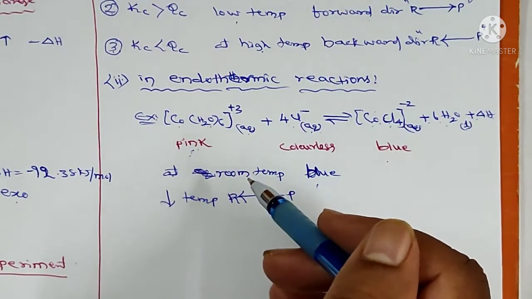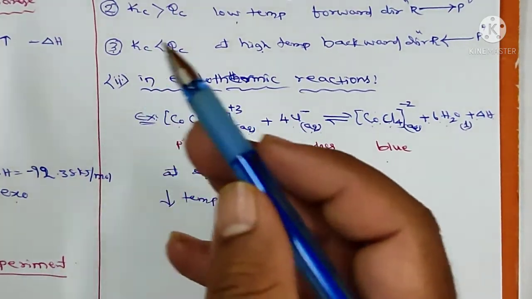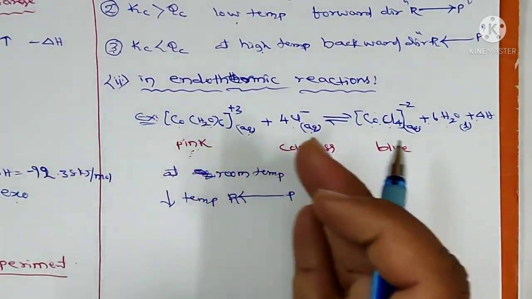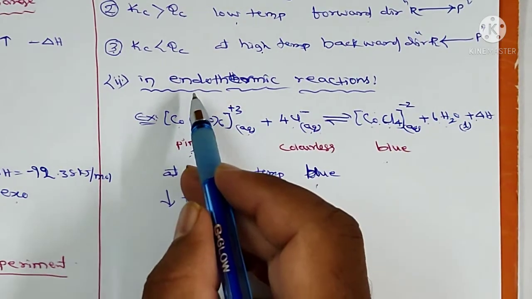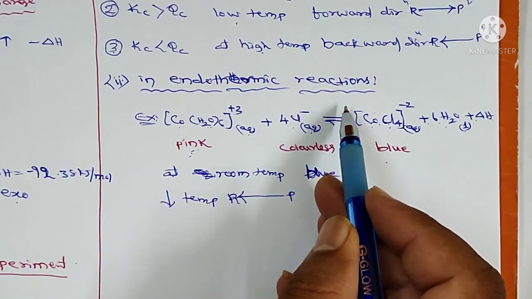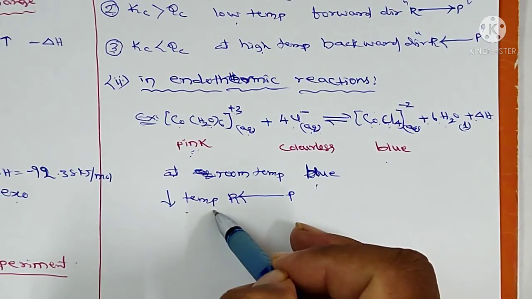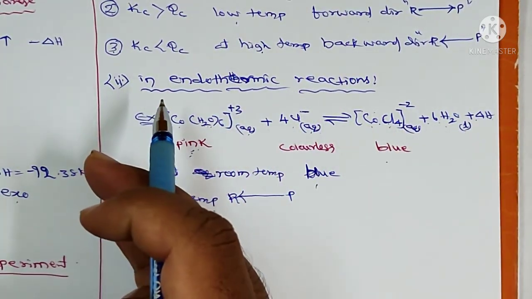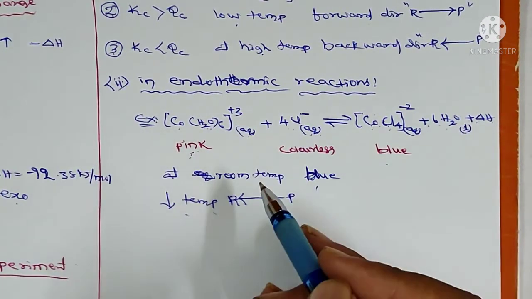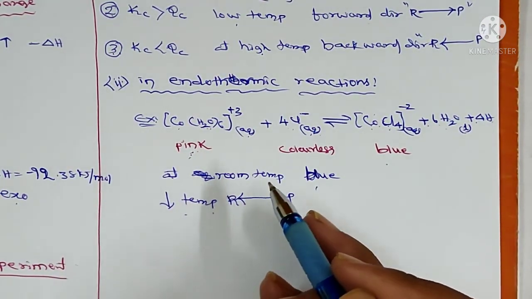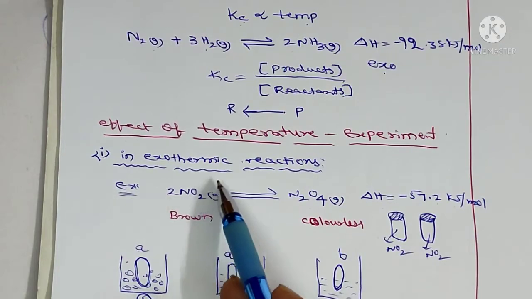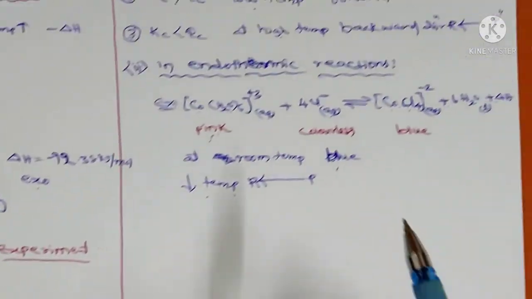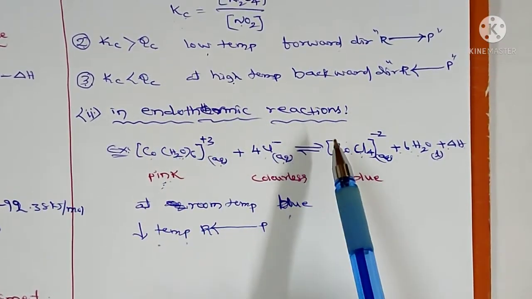So if you decrease the temperature in an exothermic reaction, the equilibrium shifts to the forward direction. But in endothermic reactions, if you decrease the temperature, the equilibrium shifts to the backward direction. So these are the effects of temperature experiments in exothermic reactions and in endothermic reactions.